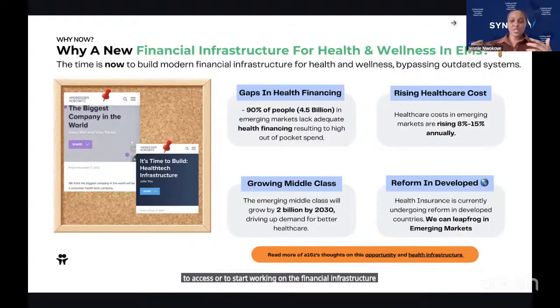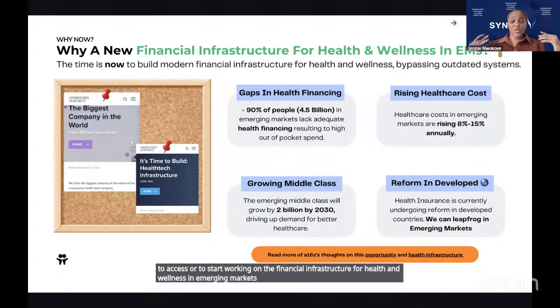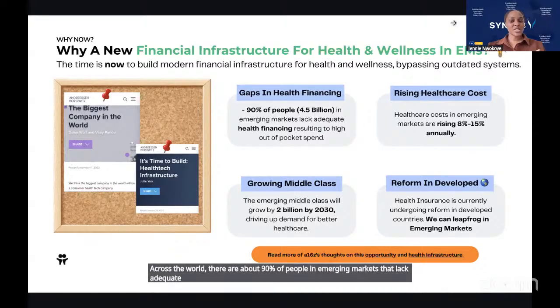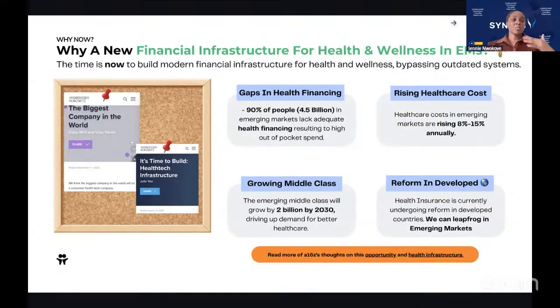So why is now the time to start working on the financial infrastructure for health and wellness in emerging markets? Well, we've talked about it. At this point, I would say we have over-belabored the point that there's a gap in healthcare financing. Across the world, about 90% of people in emerging markets lack adequate health financing, resulting in high out-of-pocket spend. There are rising healthcare costs: healthcare costs in emerging markets are rising by 8 to 15% annually.